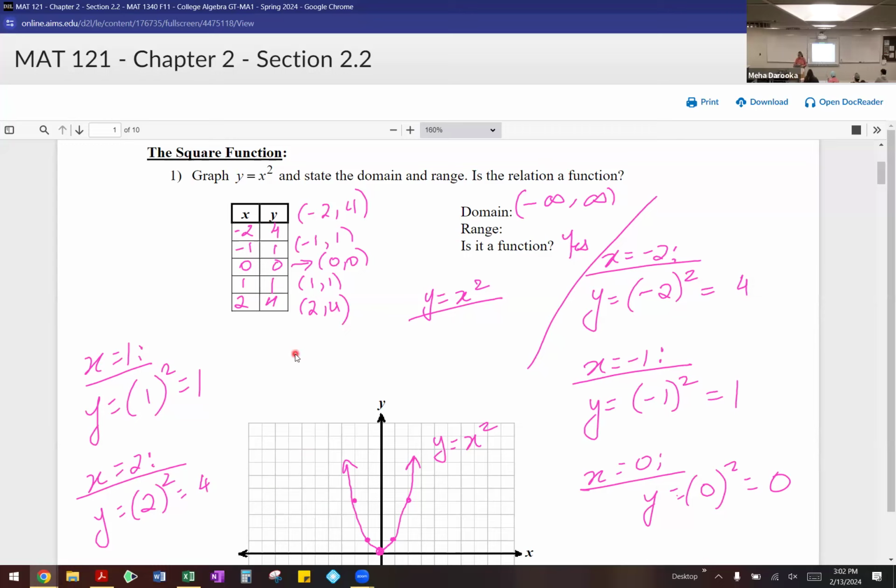So what does that tell us about the range, the y values? It'll be 0 to positive infinity, okay? And then the question is, are we including 0 in our set or not? Yes, because it's one of the y values. Perfect, very good. Yes, you are including it, right? So you put a bracket on that 0.